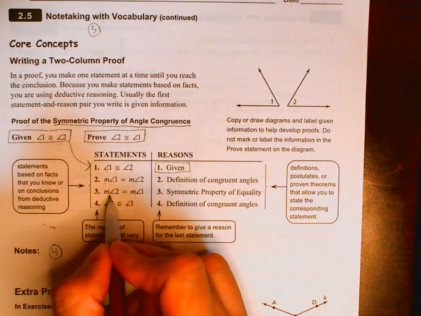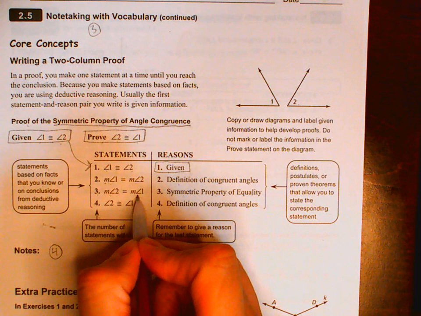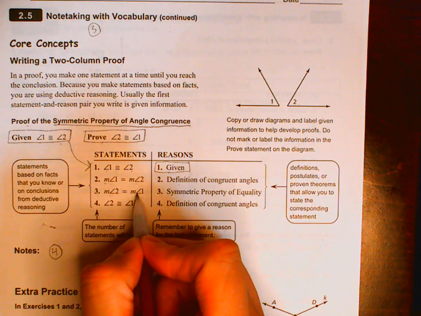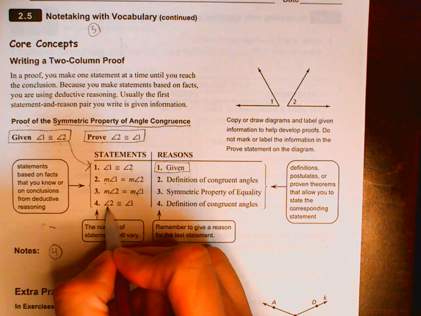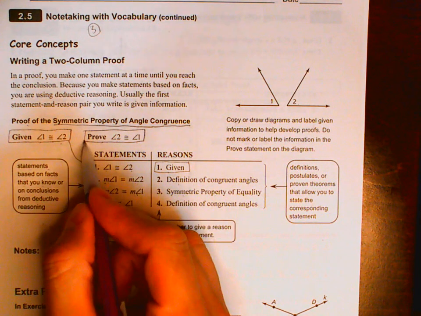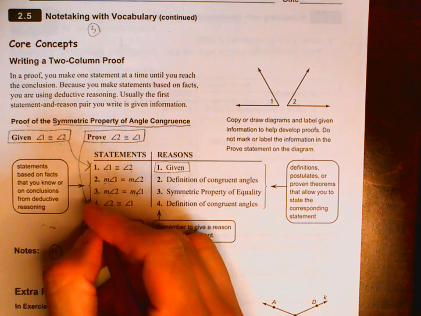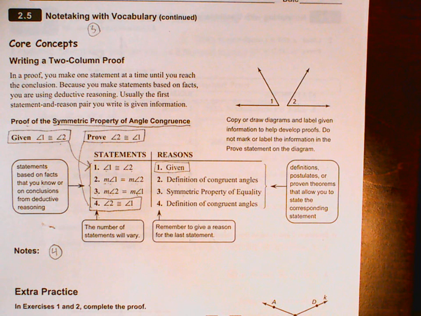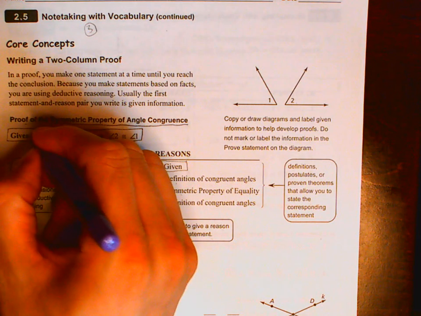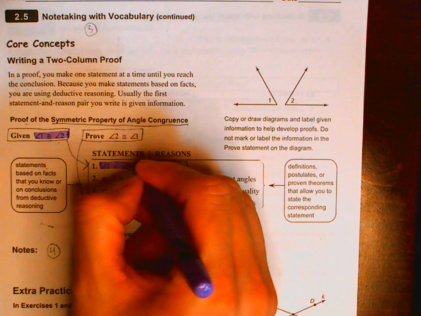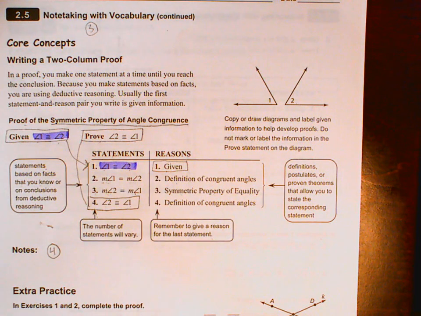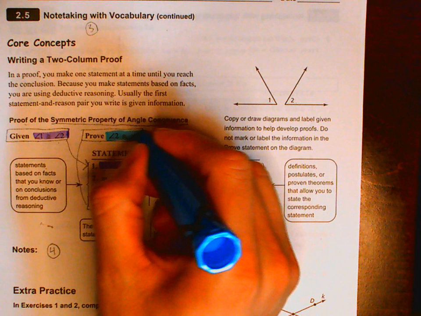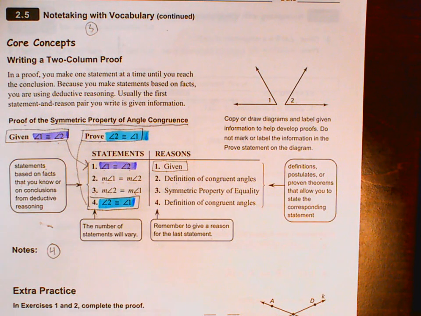And now that I have the measure of angle 2 equals the measure of angle 1, we know that any two angles that have the same measure are going to be congruent. So therefore, angle 2 is congruent to angle 1. And you notice how this is the very last statement. Let me color code these so that it makes a little more sense. Your given is always going to be your first statement, and your last statement is going to be whatever it is that you are trying to prove.